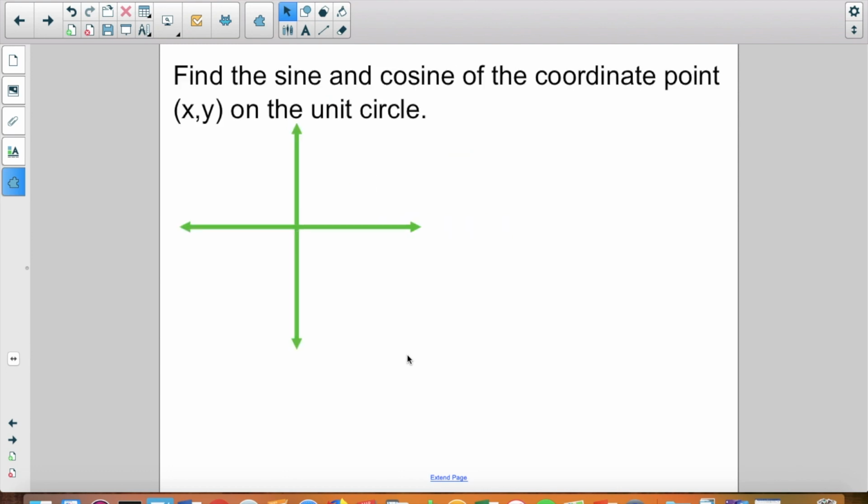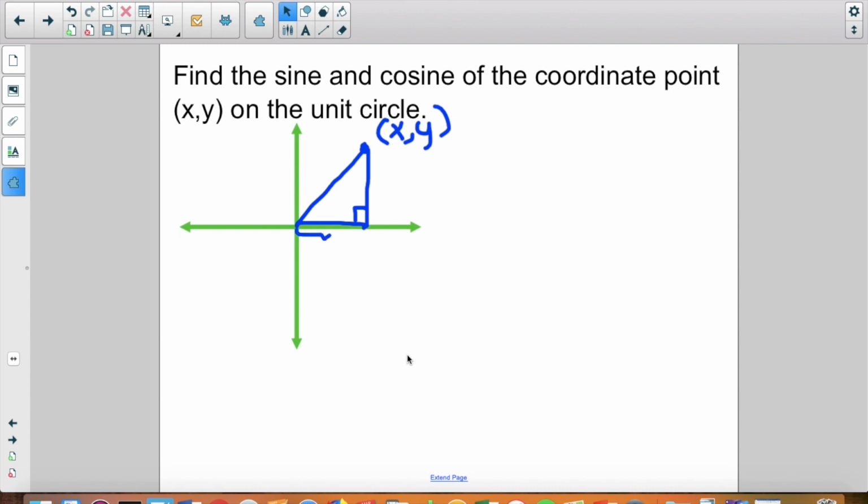So what we're going to do here is we're going to find the sine and cosine of the coordinate point x and y on a unit circle. So x and y, they're both positive. We don't know their numbers though. So it's just x and y like this. So to find the sine and cosine, since we have a point, we connect the point to the origin, and then we drop a line down to the x-axis, complete our triangle, and we have our right angle.